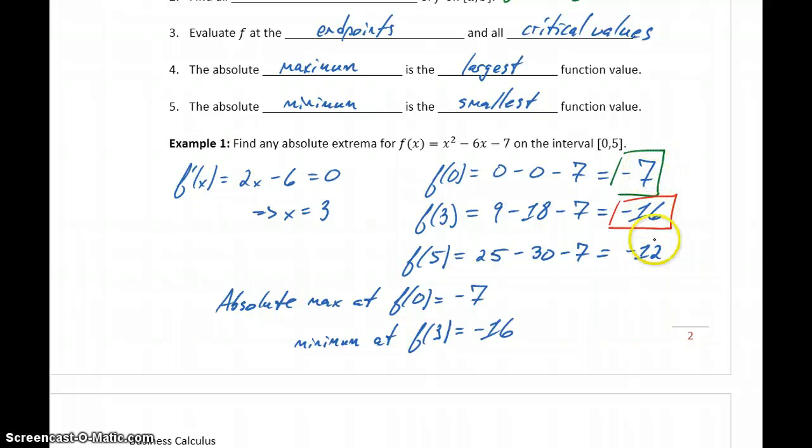So once we get those 3 values, possibly more if we have more critical values to consider, we evaluate the original function and compare those results to identify the largest value as our absolute max, the smallest value as our absolute minimum.